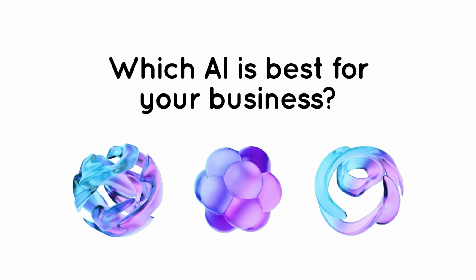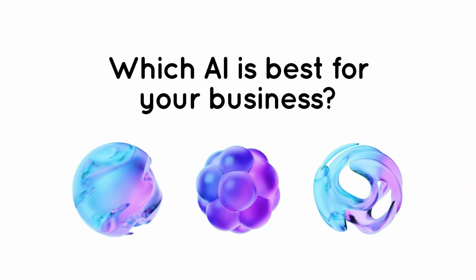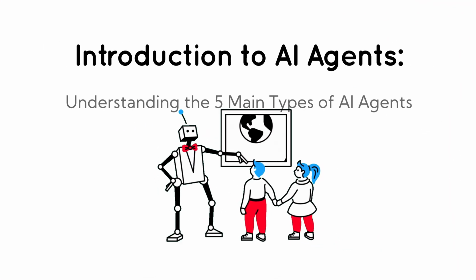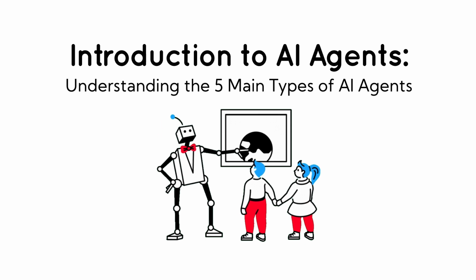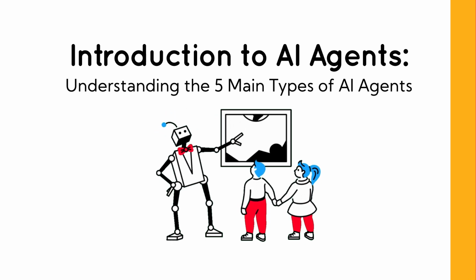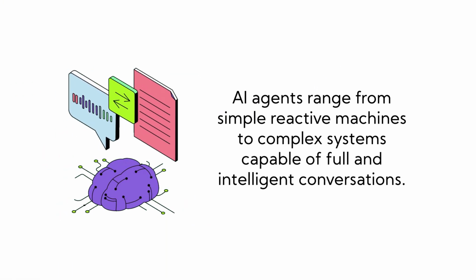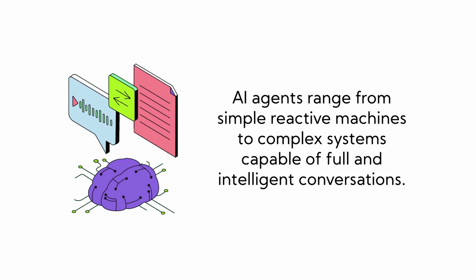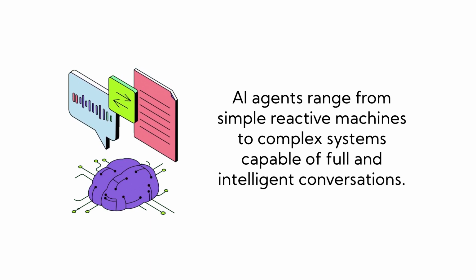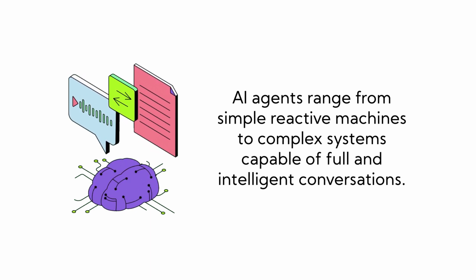Getting the best AI agent for the job is confusing if you don't know what they can do. In this part, you'll learn about the 5 main types of AI agents and how they work. An AI agent's capability is tied to how well it thinks its actions through, from simple reactions to fully articulated and unique conversations. Let's dive in.